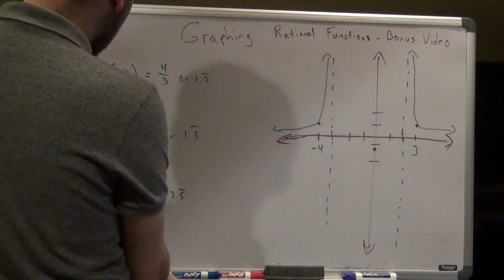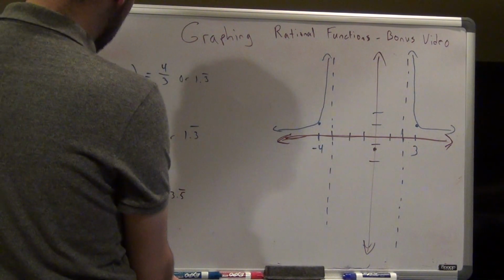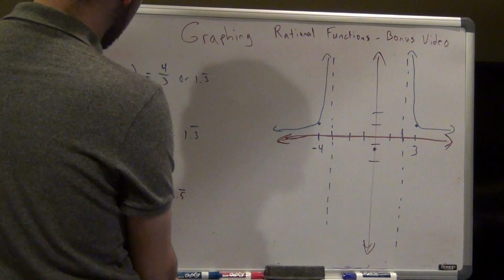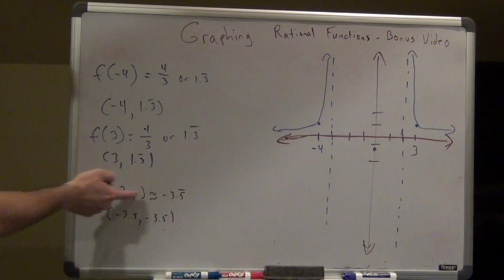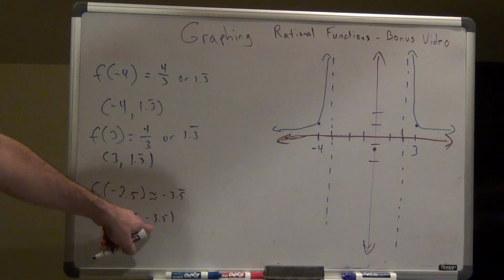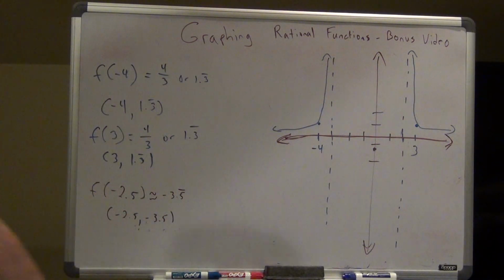So now what I'm going to do is plot the point negative 2.5, negative 3.5. Okay, so again, what I'm doing with these points is I have that original function. I'm just plugging them in for x and then getting a value out, and that's going to be the y part of my coordinate. So I'm going to plot the point.